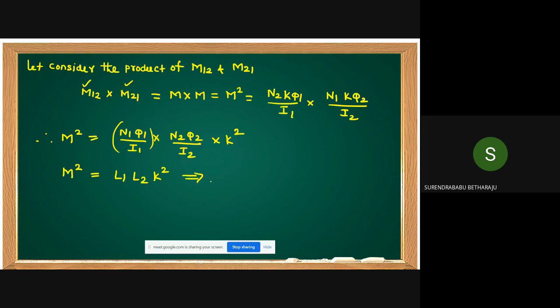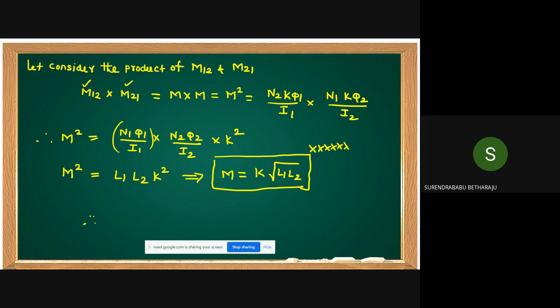Yes, friends. Now from this, what is M equal to? M equal to K into square root of L1 into L2. Very, very important formula, 5-star formula. This is the relation between mutual inductance and self-inductance. That is related through the coupling coefficient.